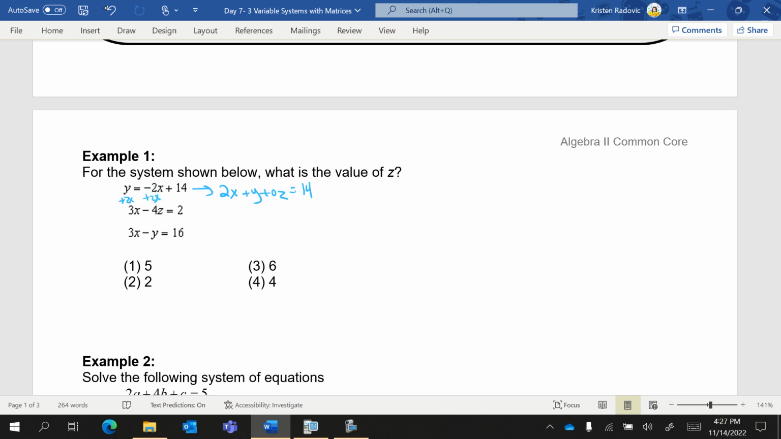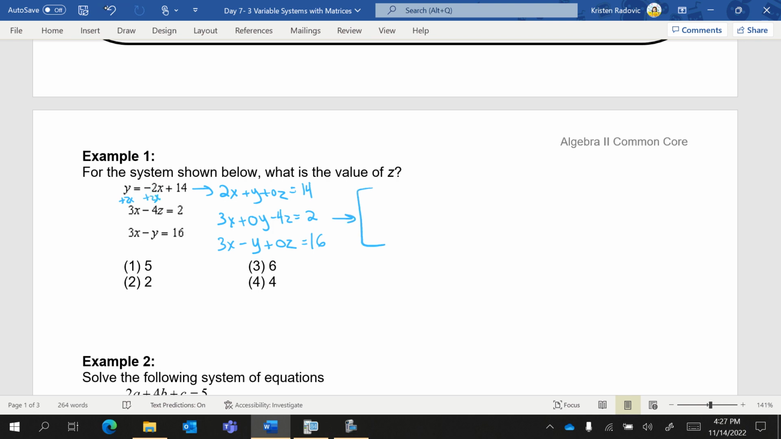For my next guy, I have an x, I have a z. They are in alphabetical order, but you are missing the y. So this is plus 0y minus 4z equals 2. This last guy, I have the x, I have the y, but I'm missing the z. So this is plus 0z equals 16. So I put all my variables on the left in alphabetical order, and if the variable was missing, I left a placeholder. Now, from there, I have to turn this into a matrix.